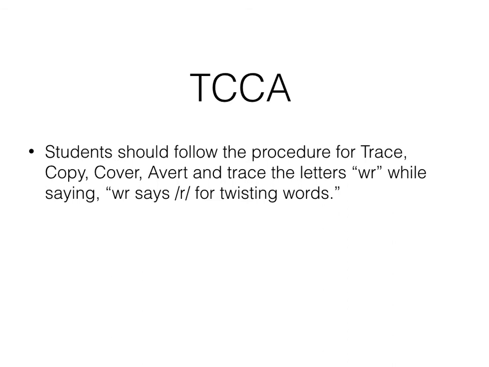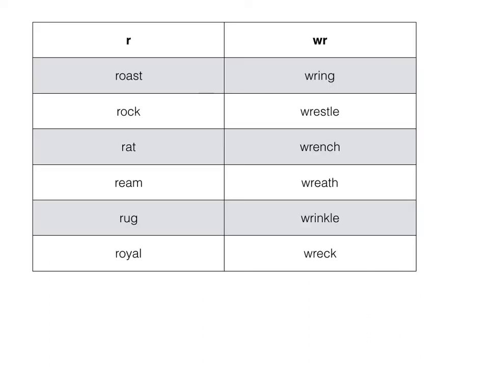For trace copy cover, they should be saying WR says R for twisting words. And when you do spelling dictation, I would give them words both that begin with an R and a WR.